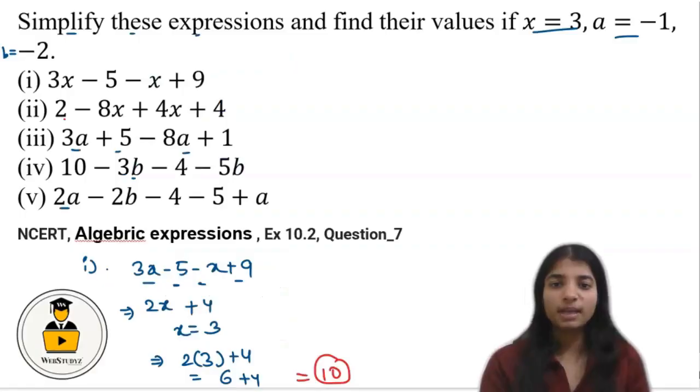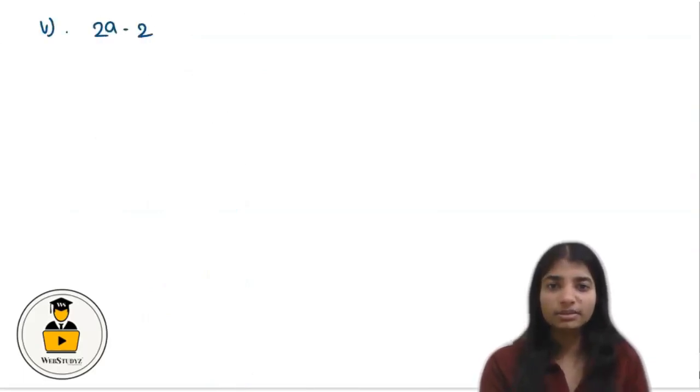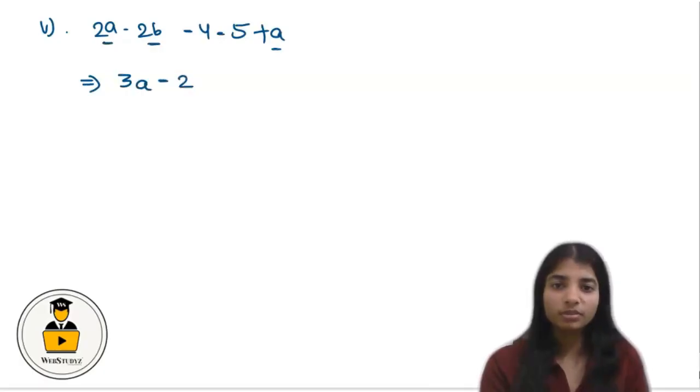Another part is minus 2a minus 2b minus 4 minus 5 plus a. We are going to simplify this expression, and after that we are going to plug in the values. Firstly, we simplify. Here we have 2a and plus a. 2a plus a is equal to 3a. This is minus 2b, so minus 2b will remain as it is. Minus 4 and minus 5 is equal to minus 9.